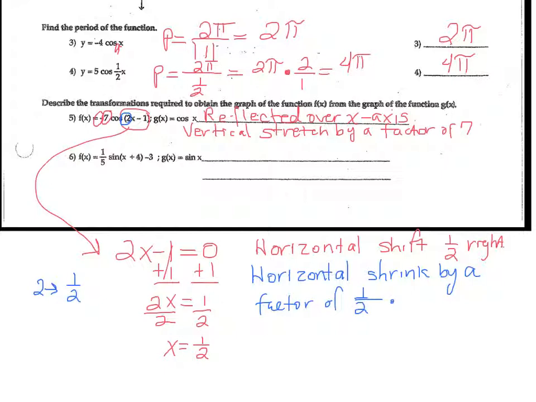And now for number 6. Here you have a vertical shrink by 1/5. This would be shifted left 4 units and 3 units down.